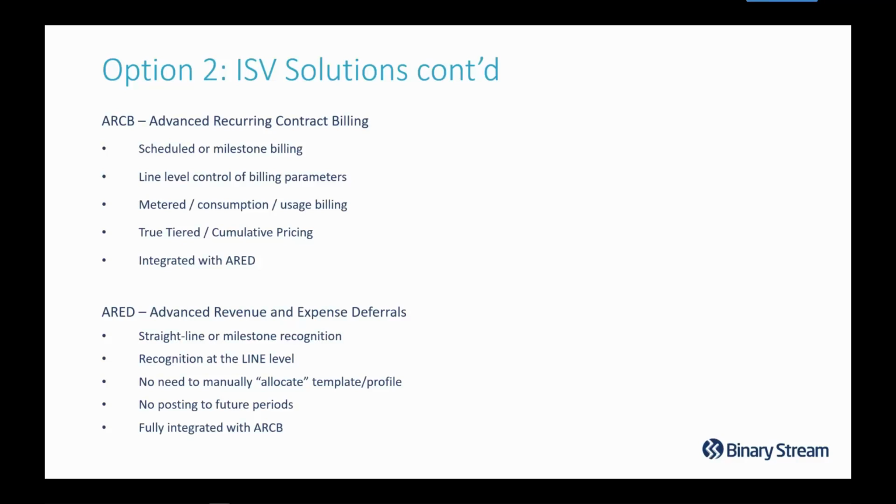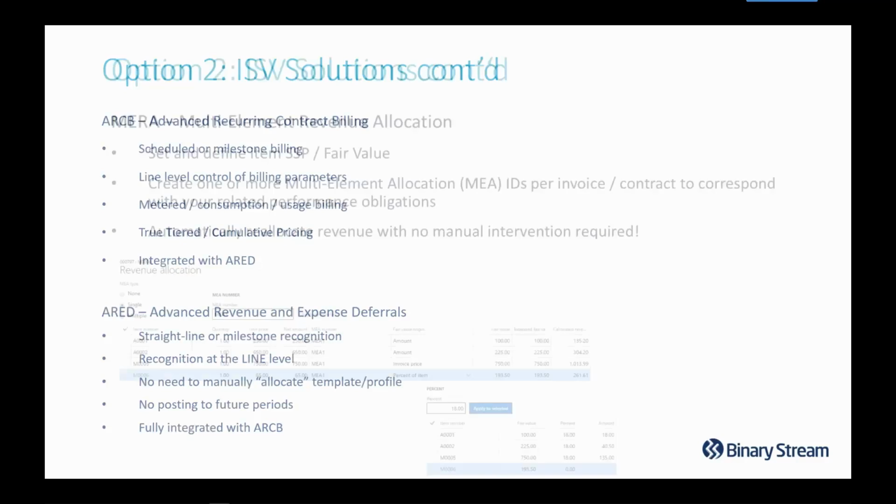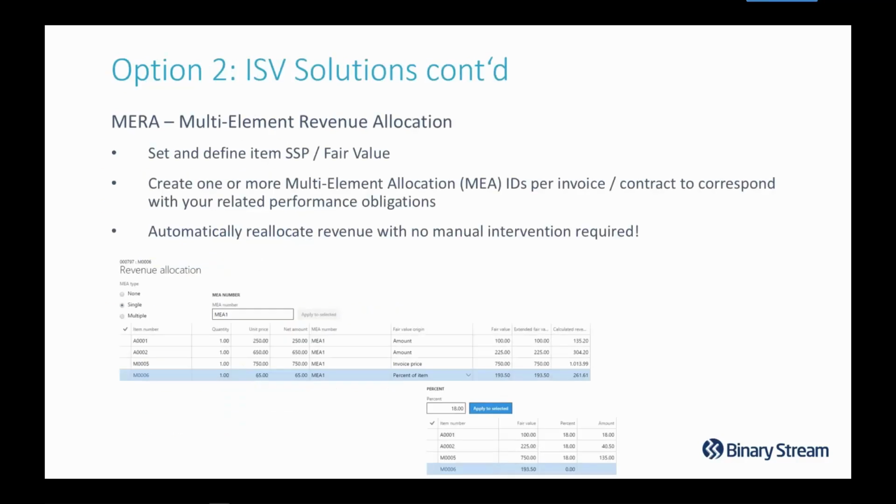Very, very powerful tool to eliminate spreadsheet errors that you often get when you're keeping track of all your deferrals on a spreadsheet. So it works perfectly with ARC-B, the ARED module, but it's also a standalone module that if you just need deferrals, it can stand on its own two feet as well. And finally, we've got the ASC 606 product that allows you to figure out what your standalone selling prices should be, create these IDs, these tables, so you know how to allocate your contracts properly.